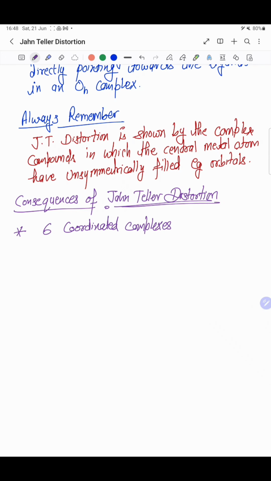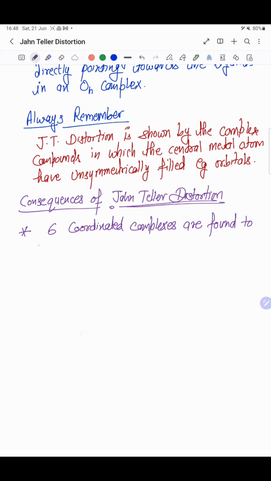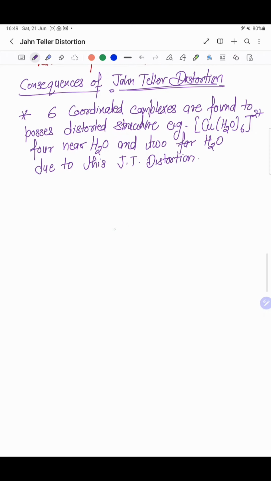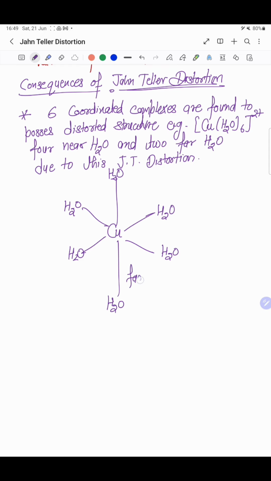Six coordinated complexes are found to possess distorted structures. Why does this distortion occur? This distortion occurs due to the Jahn-Teller distortion, the Jahn-Teller effect, for example in the copper complex with water, due to Jahn-Teller distortion. We will see that the four ligands.